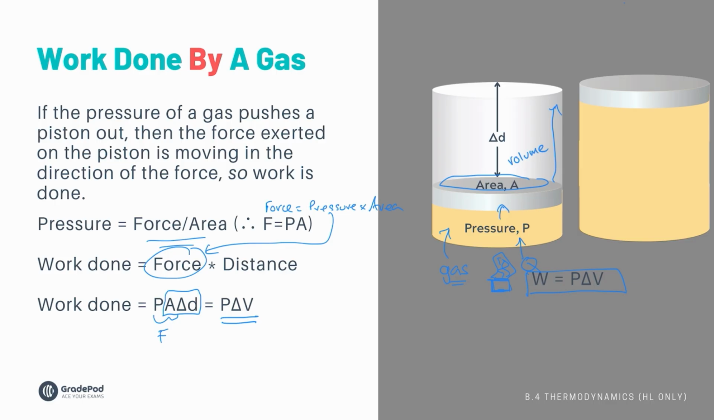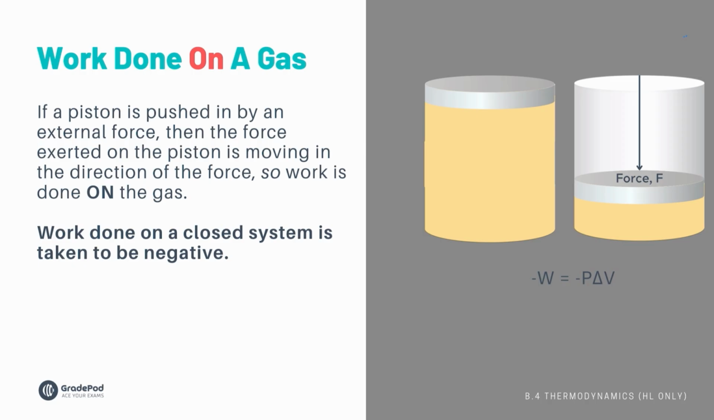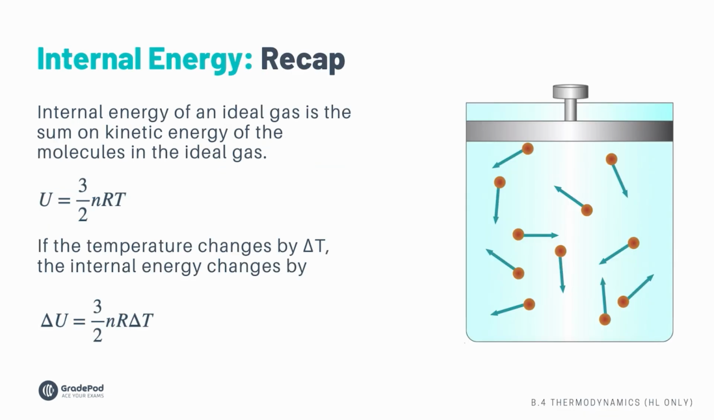That's when the gas is doing the work on the piston. The gas is heated up and is doing work on the piston. What about if we had it the other way around? What if we had a piston full of gas and we pressed down that piston with a force? Then we'd be doing work on the gas. And when we do work on the gas, the work done on that closed system is taken to be negative. We now have an understanding of work done in a simple engine.